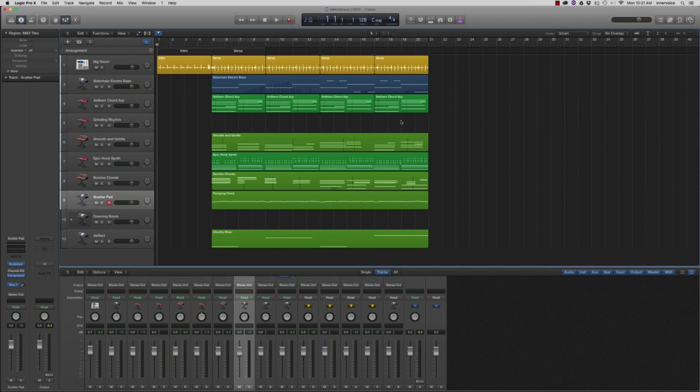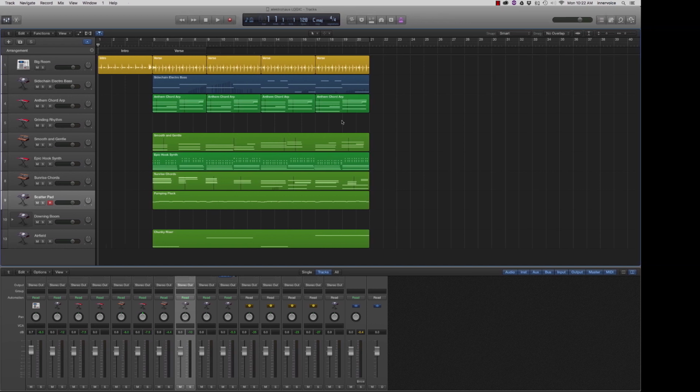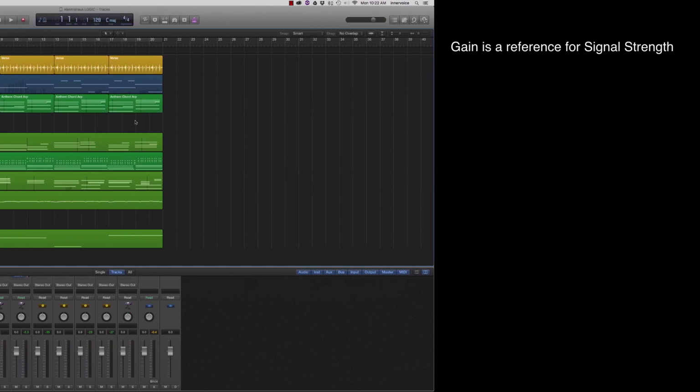To get started with that, the first one I wanted to talk about was gain, especially related to volume, and understand the difference and how we can use gain properly to get better sounding mixes and tracks. So first of all, aren't gain and volume the same thing? No, they're not. And this is a major thing that trips up newer producers.